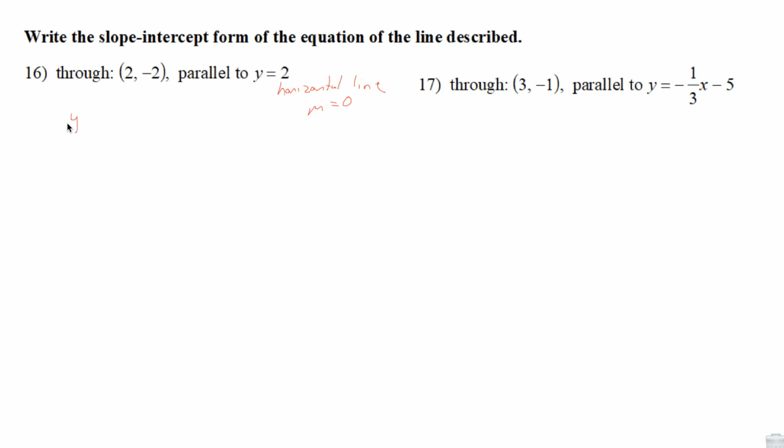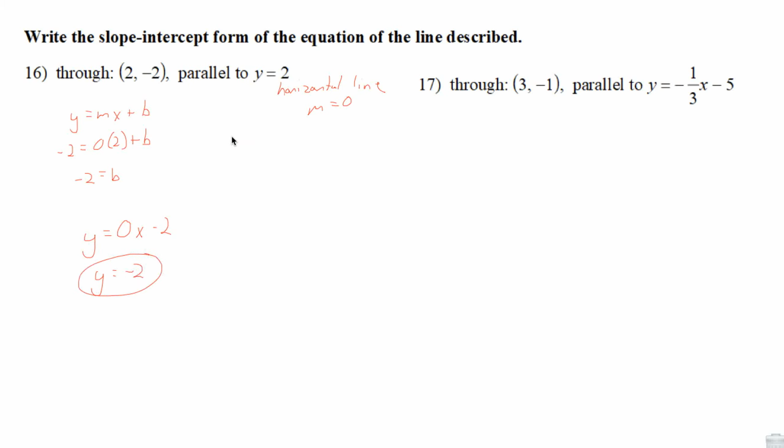So let's take y equals mx plus b. We can put in the point, so negative 2 for y. We can put in the slope of 0, 2 in for x plus b. Well, 0 times 2 is 0 plus b, so b equals negative 2. And so y equals, our slope is 0, x, and then plus b, which is negative 2. Well, 0x is just 0, so 0 plus negative 2 is negative 2. So our answer is y equals negative 2.